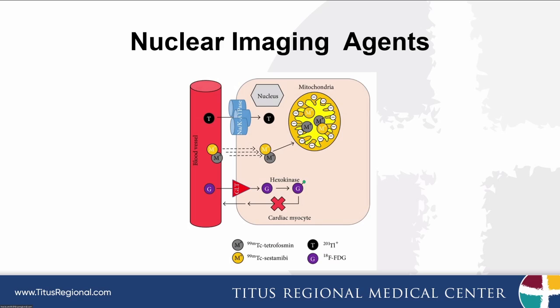So that meant that if you had a viable myocardial cell, one that had not been damaged by a previous heart attack, and you had adequate blood flow to that area of the heart, you should get good uptake of tracer activity in the cell, and you should get good imaging.